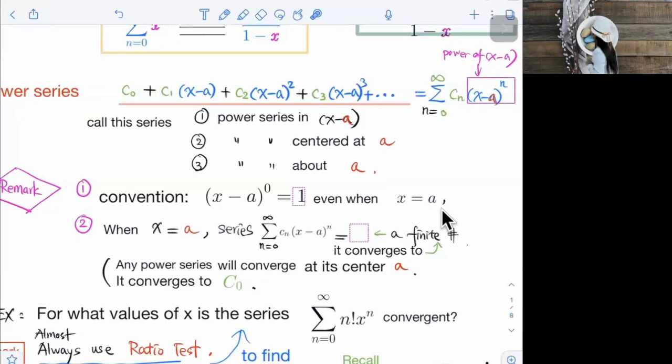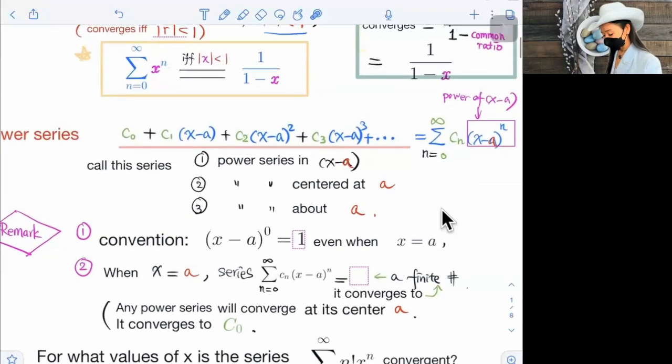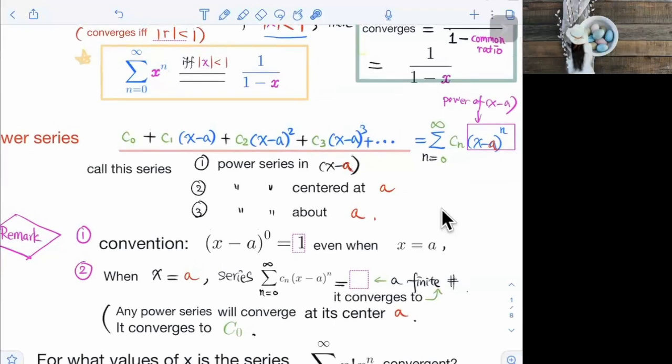What happens if you substitute x by a? What happens to this? You get 0. All the terms that have x minus a as a factor will become 0, right? Which term survives? Which term remains?